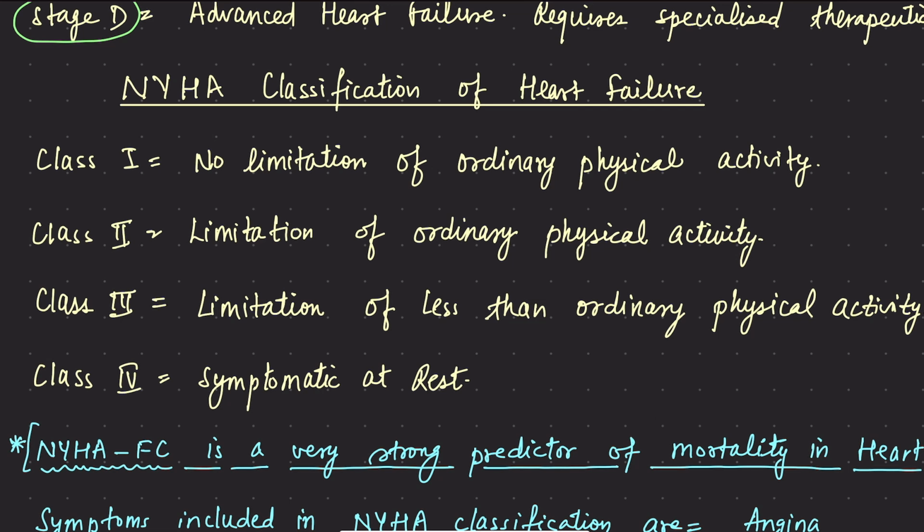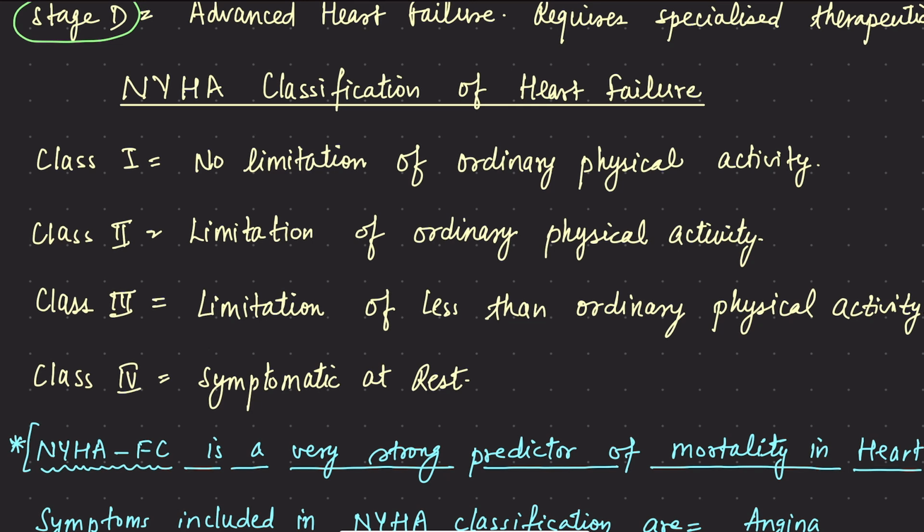Ordinary physical activity is different for everybody. Ordinary physical activity for me is basically sitting on a chair for the whole day long. Ordinary physical activity for a laborer is basically lifting heavy weight, or whatever the work is there for him for the whole day long.